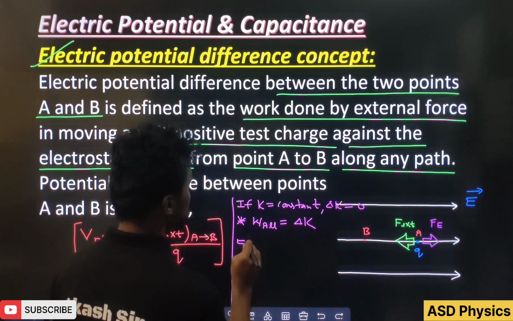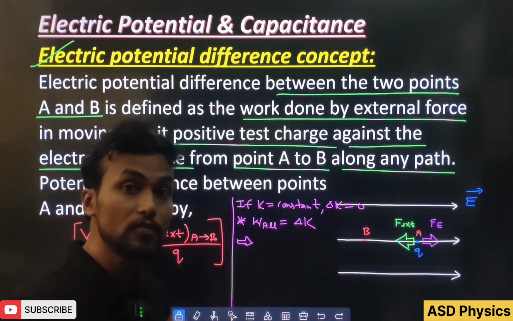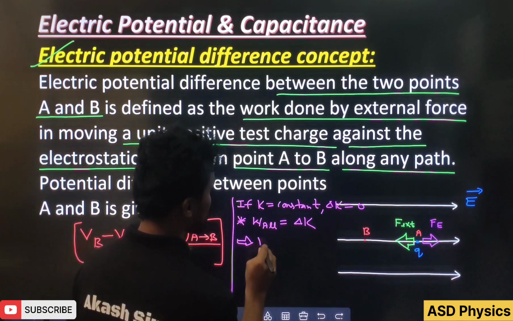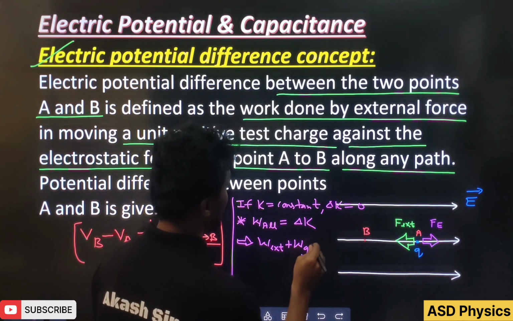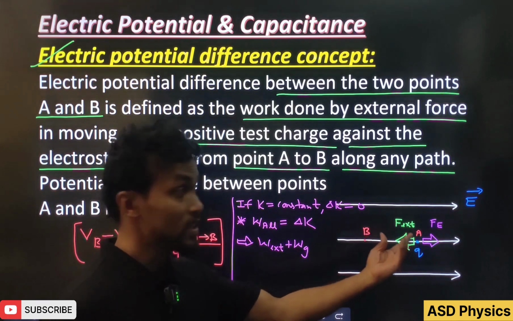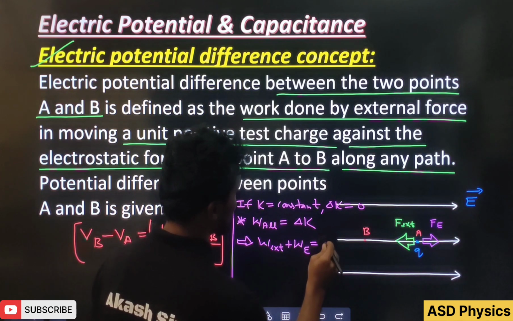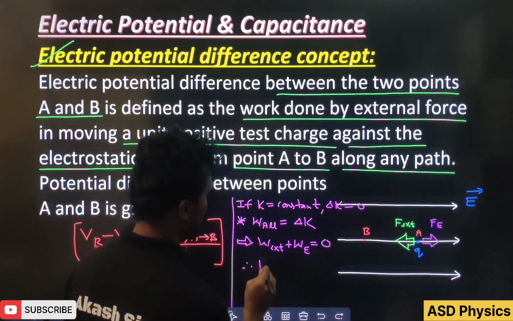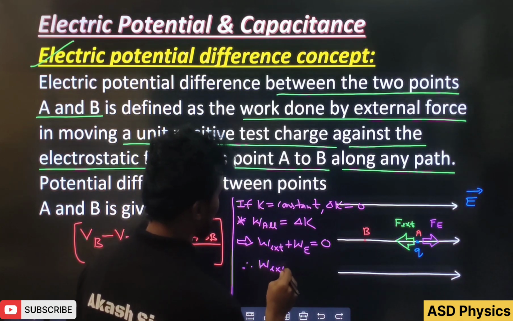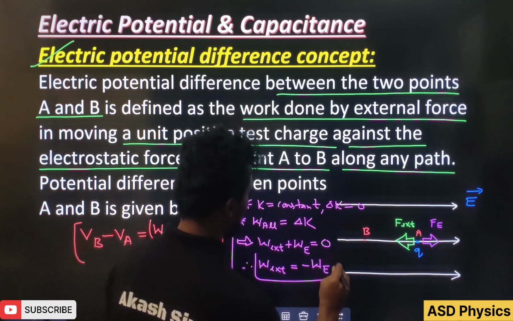Okay, and here you can see students, how many forces are there? Two forces are there. Both the forces will do work here. So we can write work done by external force plus work done by the electrostatic force is equal to 0. If there is no change in kinetic energy, that means work done by external force is the negative of work done by electrostatic force.